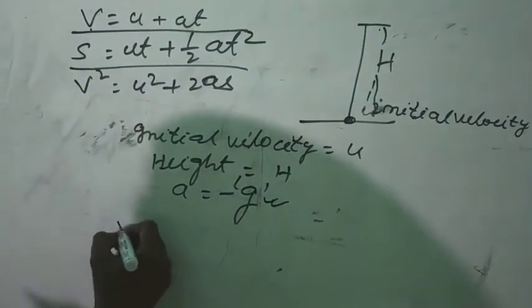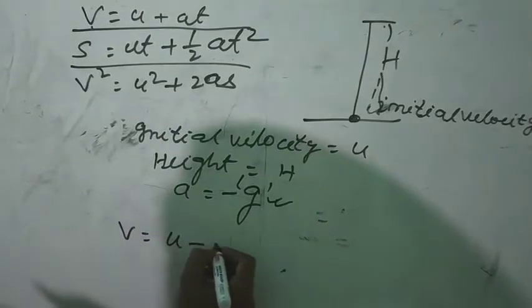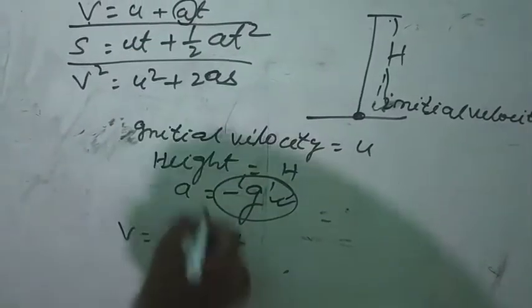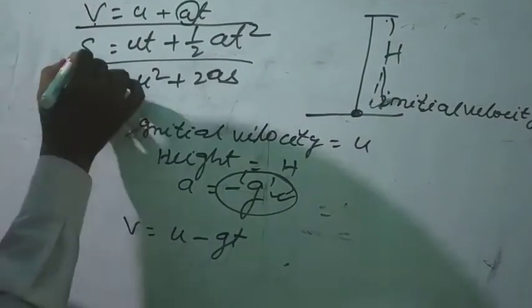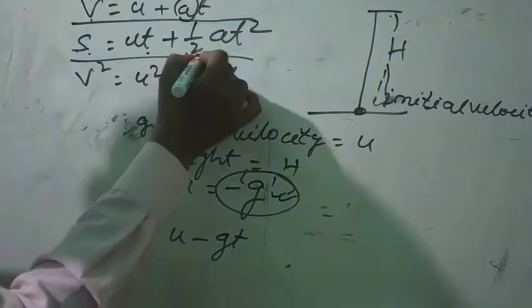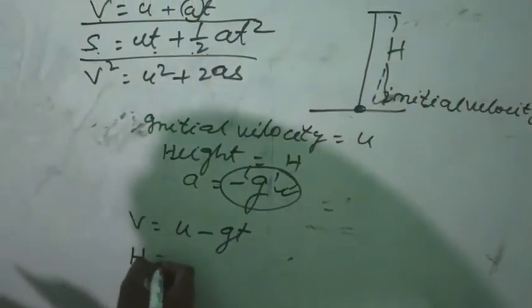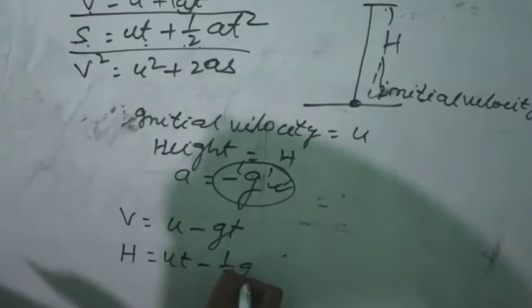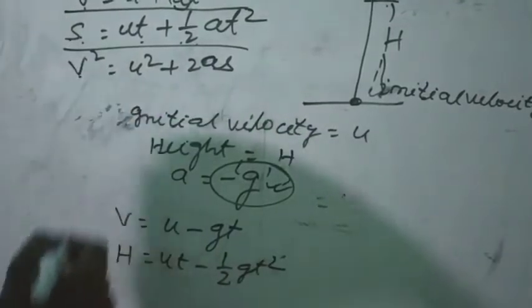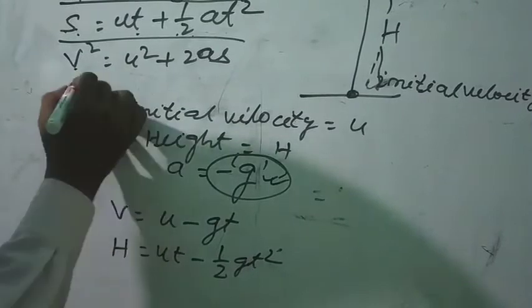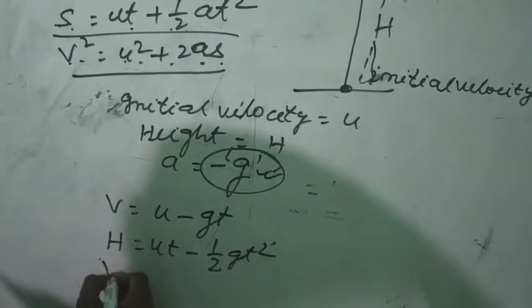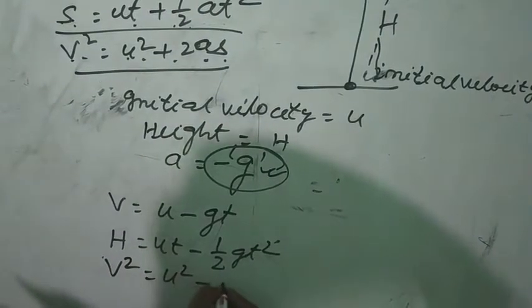So the first equation of motion v is equal to u plus at becomes v is equal to u minus gt. Here we put a is equal to minus g. The second equation of motion s is equal to ut plus half at square becomes h is equal to ut minus half gt square, and the third equation of motion v square is equal to u square plus 2as becomes v square is equal to u square minus 2gh.